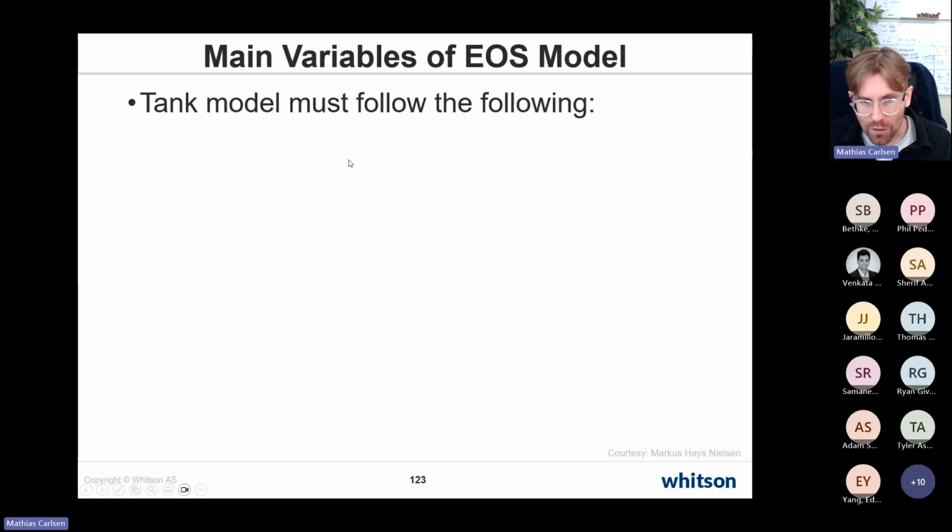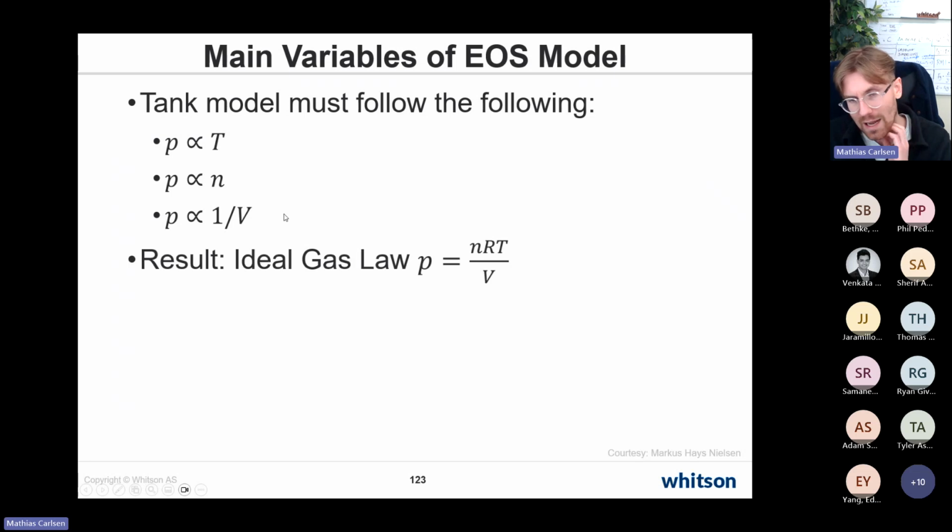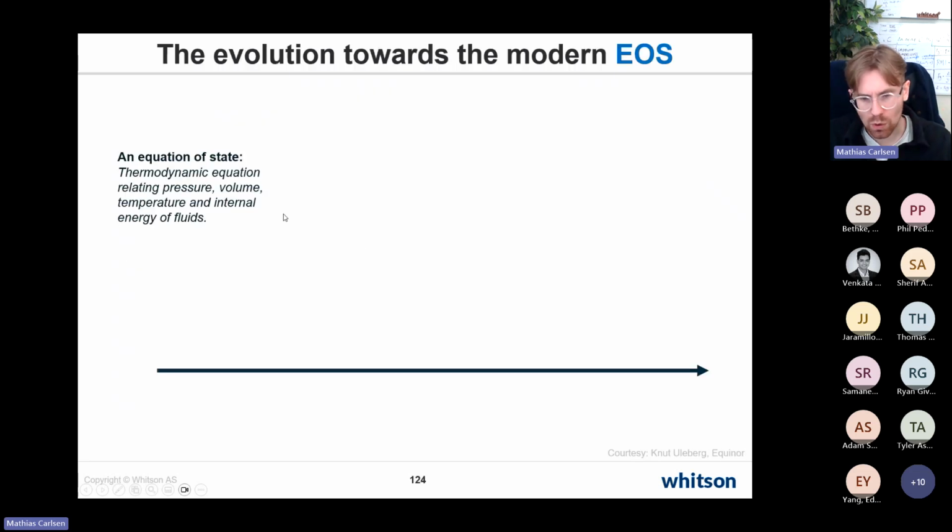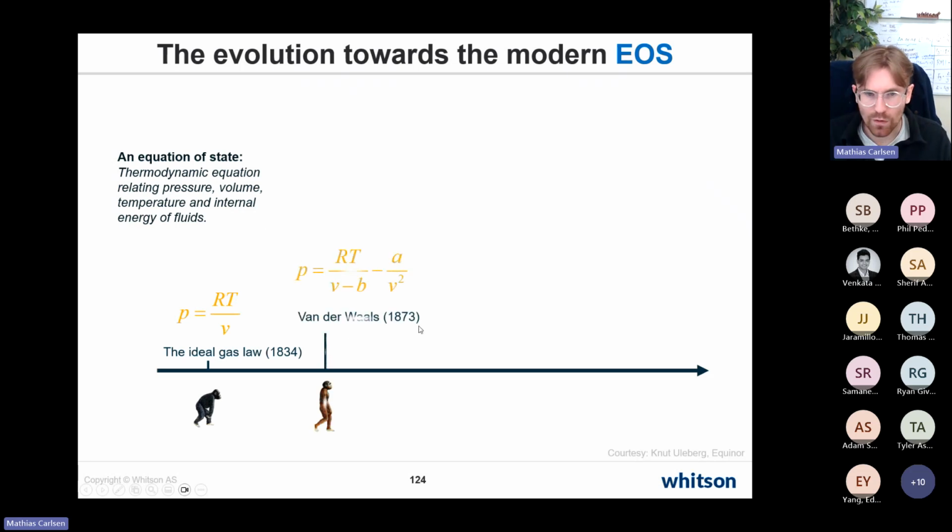And these were the different observations that were made 200 years ago: pressure is proportional to temperature, pressure is proportional to the number of moles, and pressure is inversely proportional to the volume itself. That resulted in the ideal gas law, which was one of the very first equations of state introduced 200 years ago. And then we got a slightly more advanced version, which we call the van der Waals equation, which is what we call a cubic equation of state.